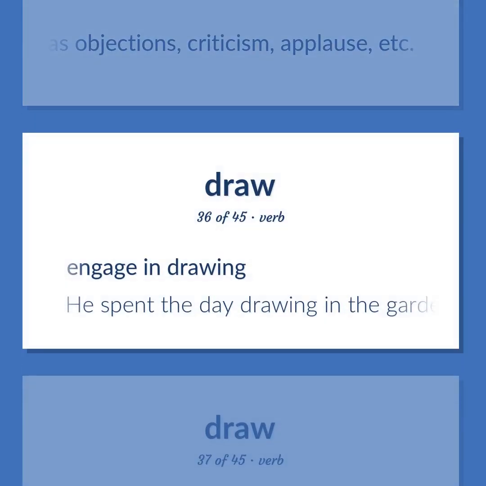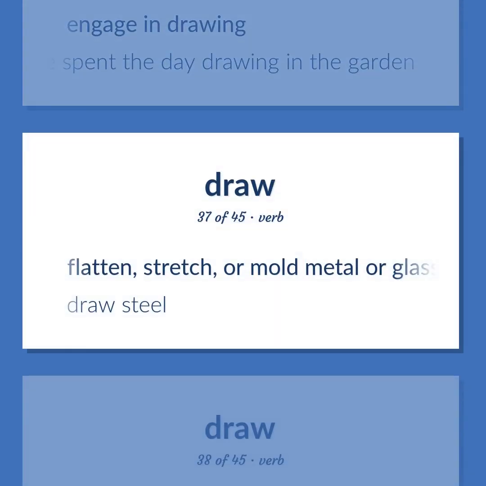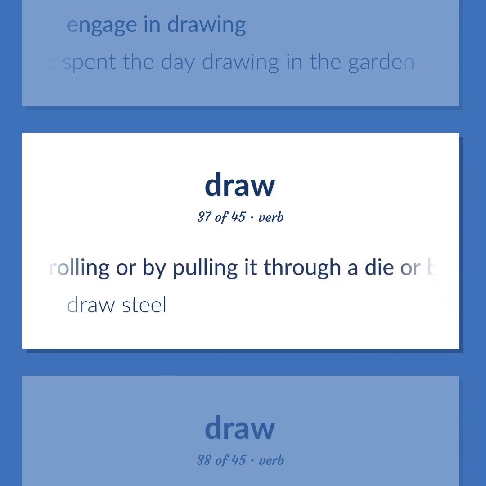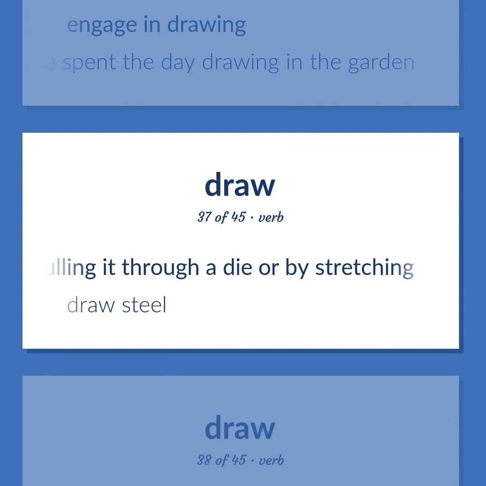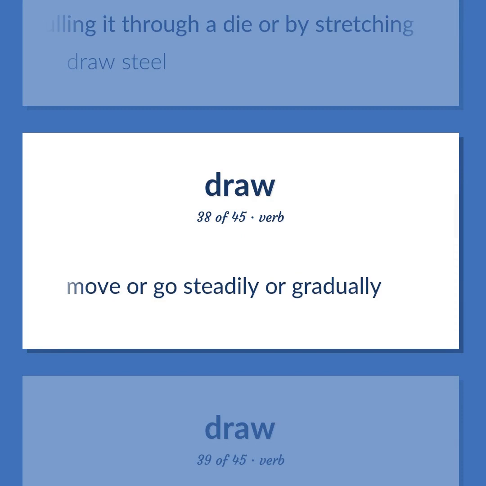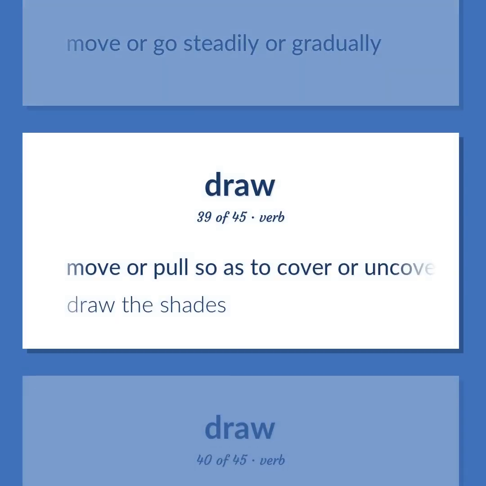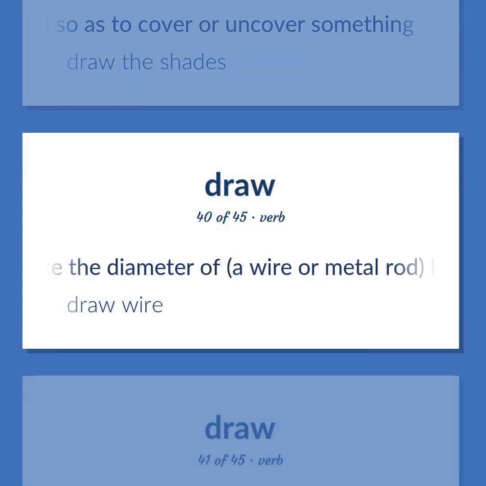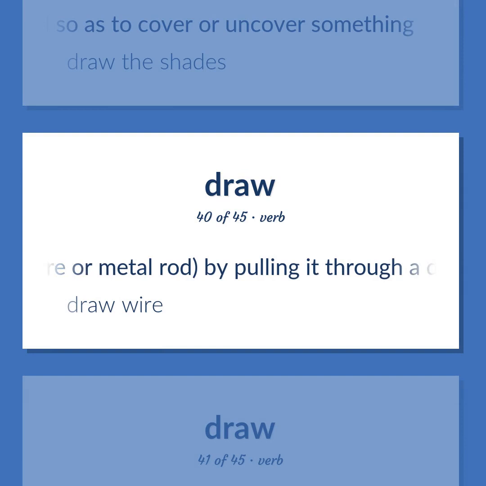Engage in drawing: he spent the day drawing in the garden. Flatten, stretch, or mold metal or glass, by rolling or by pulling it through a die or by stretching: draw steel. Move or go steadily or gradually. Move or pull so as to cover or uncover something: draw the shades. Reduce the diameter of a wire or metal rod by pulling it through a die: draw wire.